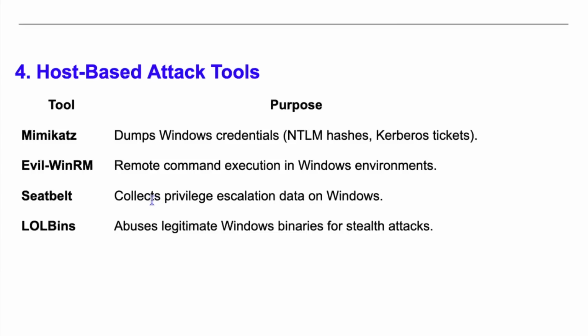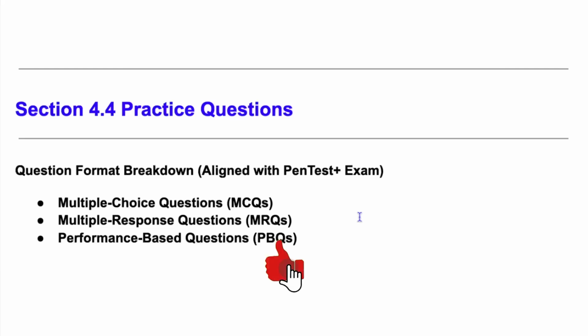Then we have Seatbelt, which collects privilege escalation data on Windows and tells you whether or not you can find a group or some kind of executable or process that can be used to escalate your privileges. And then we have LOLBins, the living off the land binaries, which are legitimate Windows binaries that you can abuse for stealth attacks or malicious activities. Which finally brings us to our practice questions for this section.